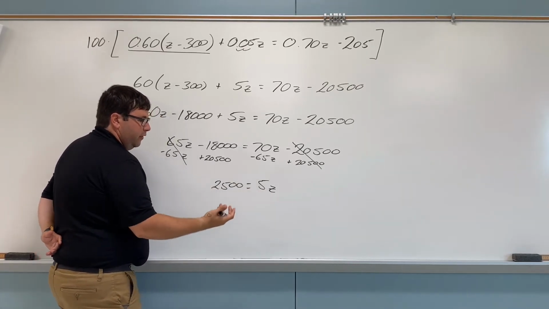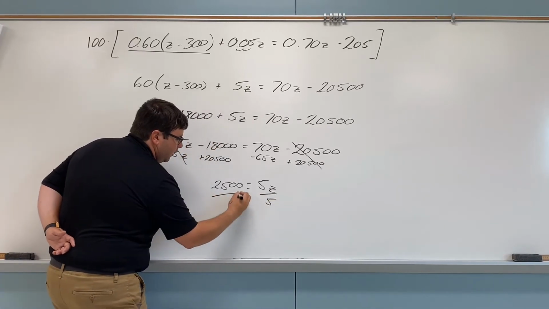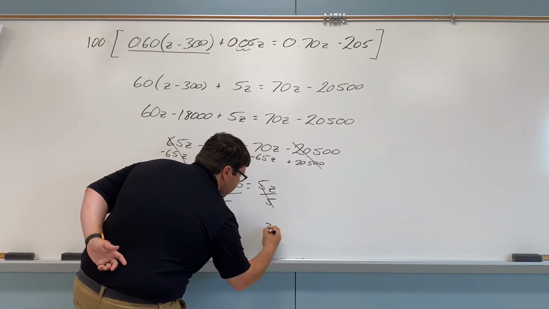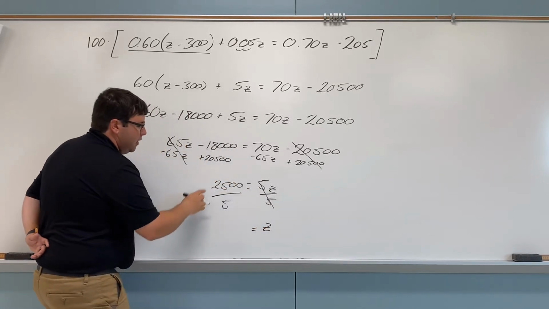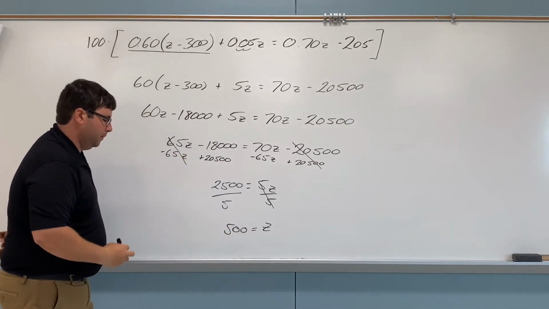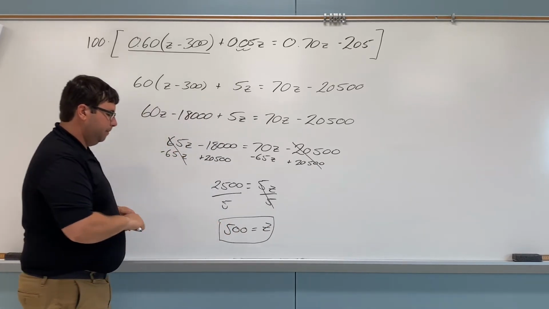Solving for z, we have to divide out. We are going to divide by 5. And so I get z is equal to 500. And that would be my final response for this problem.